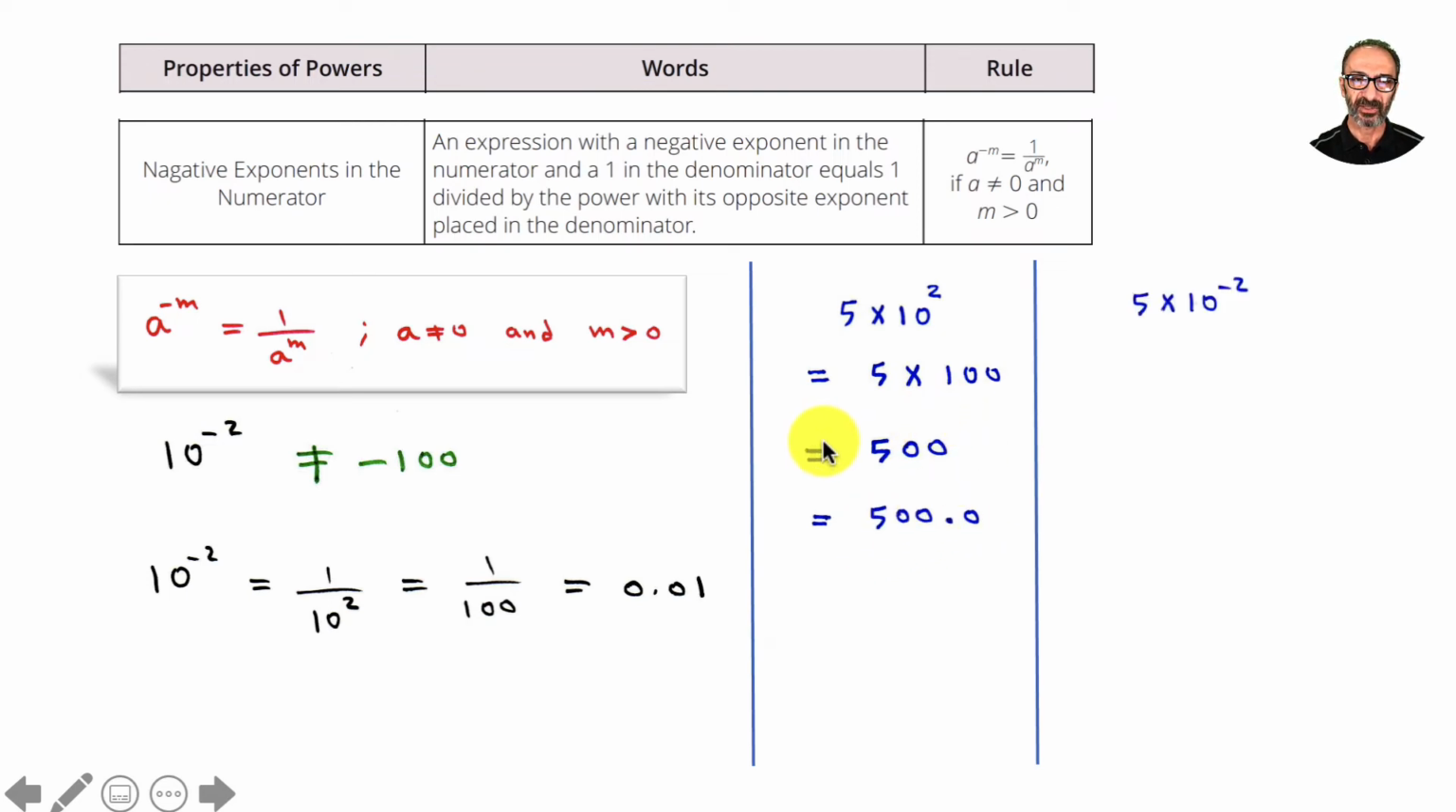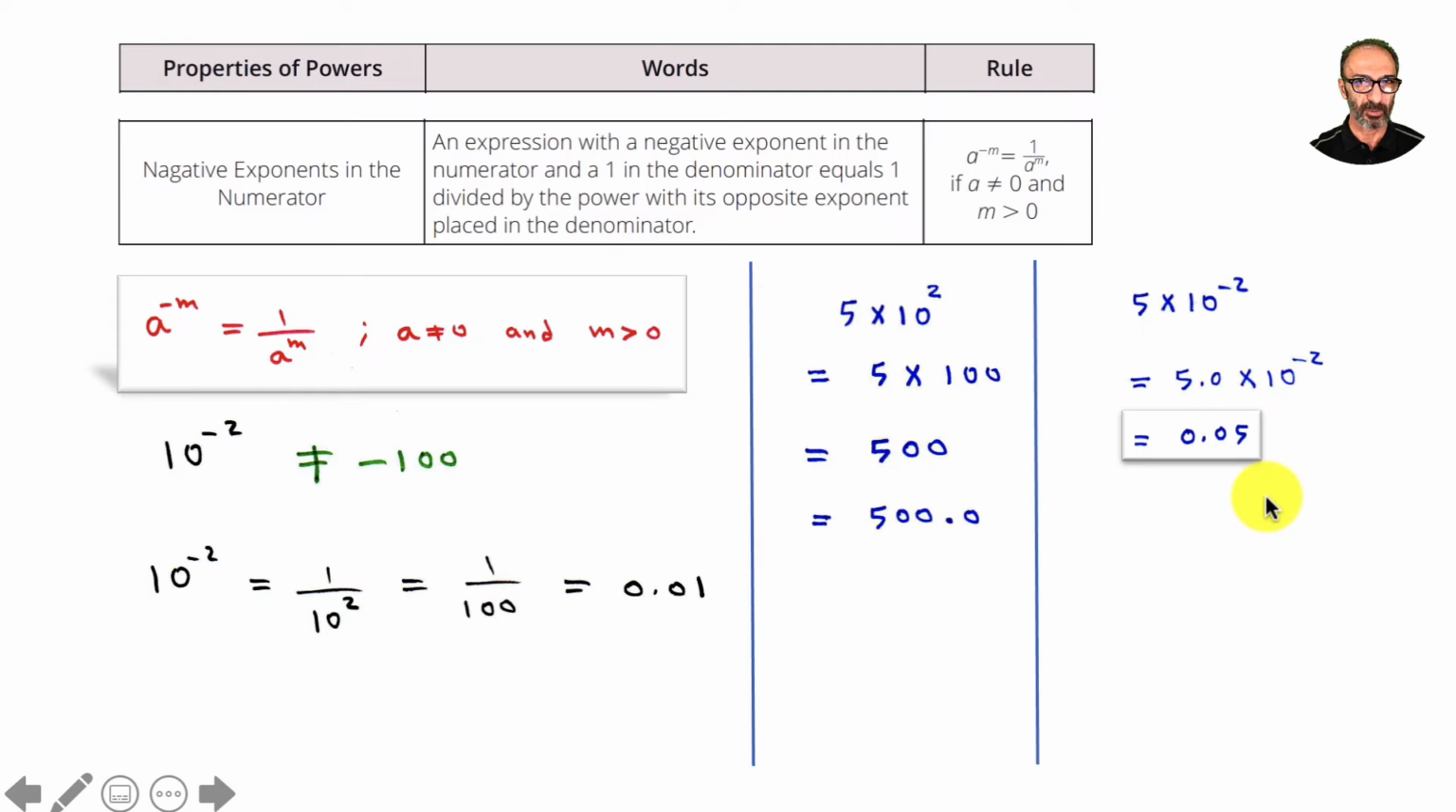How about 5 times 10 to the power negative 2? Well, that shouldn't be 5 times negative 100. It should be 5.0, to show the decimal, times 10 to the power negative 2. You move the decimal to the left and you make it smaller, and it becomes 0.05.